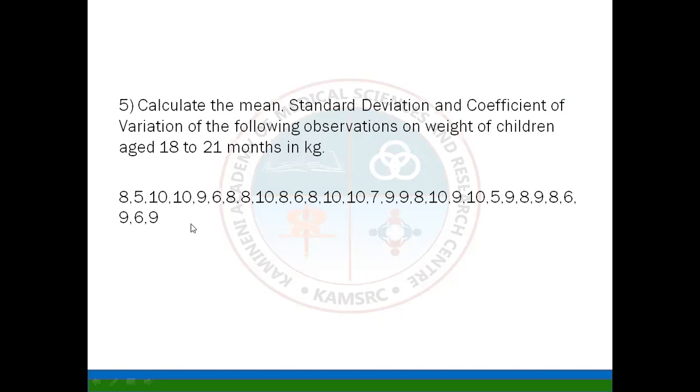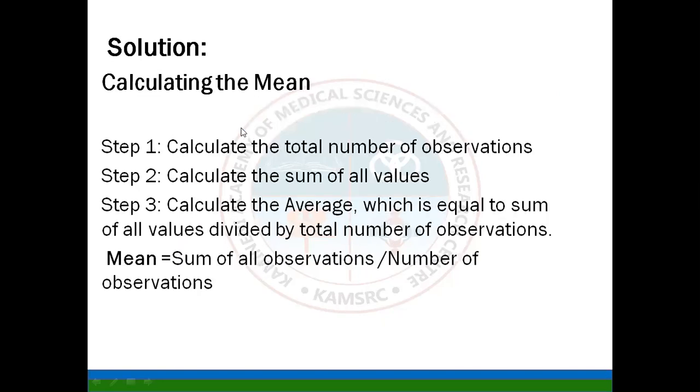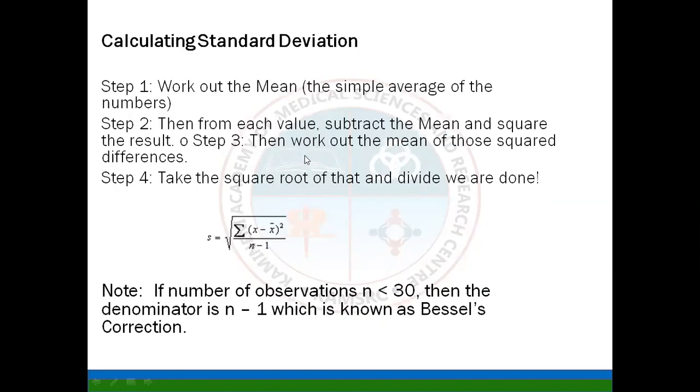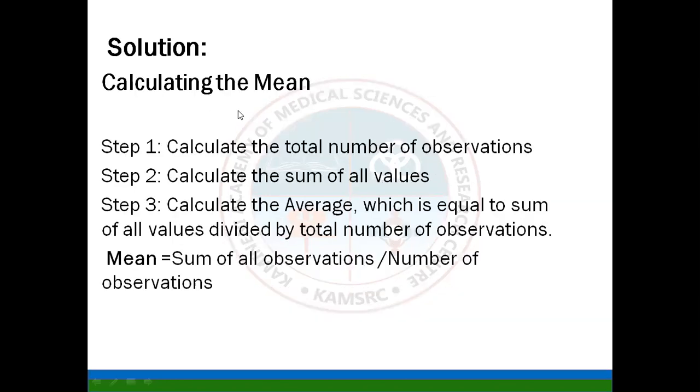Let's draw the table. So here are the basic steps how to calculate the mean. We already discussed, but just let us go through the steps. First, calculate the total number of observations, calculate the sum of the values, and also calculate the average, which is equal to sum of all values divided by total number of observations. So the mean is sum of all observations divided by number of observations.